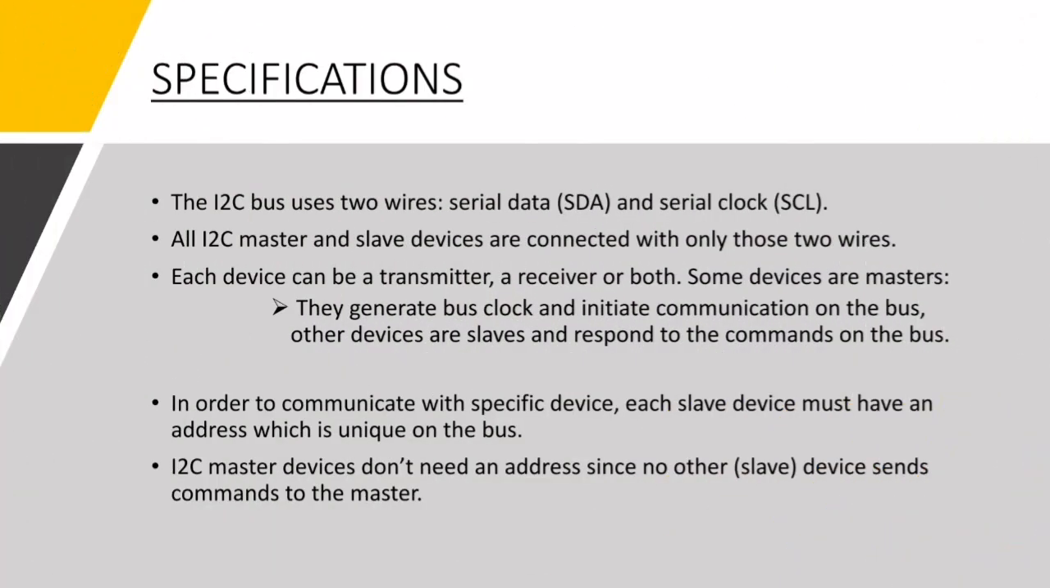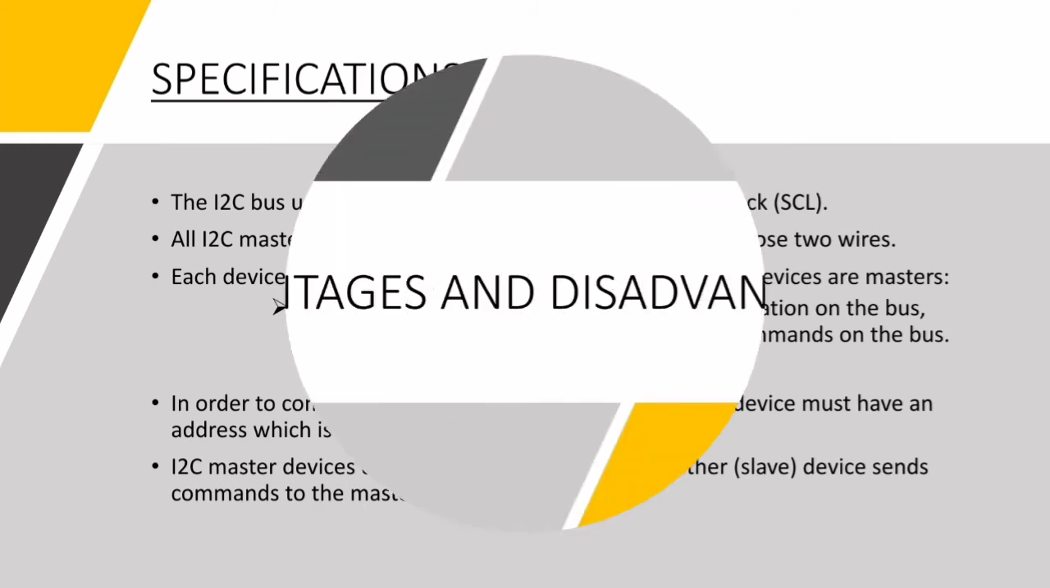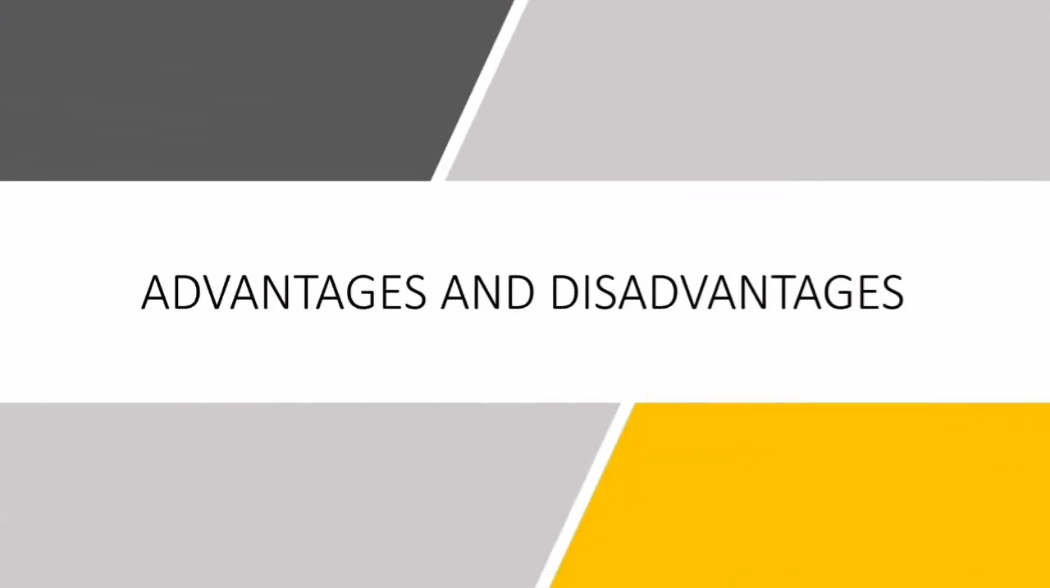The specifications of an I2C buses are: the I2C bus uses two wires, that is serial data SDA and serial clock SCL. All I2C masters and slave devices are connected with only two wires. Each device can be a transmitter, a receiver, or both. Some devices are masters. In order to communicate with specific device, each slave device must have an address which is unique on the bus. Let us now go to advantages and disadvantages of I2C bus.